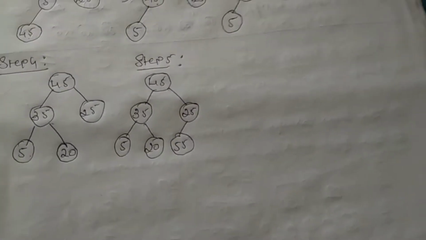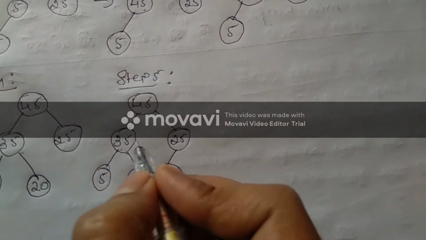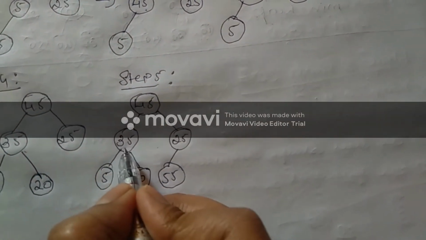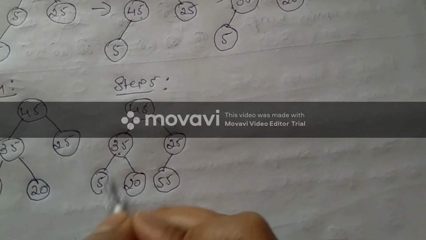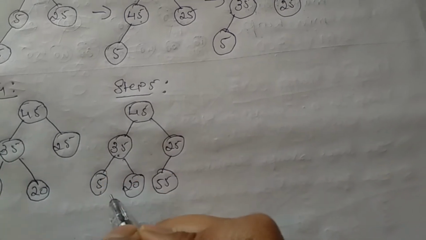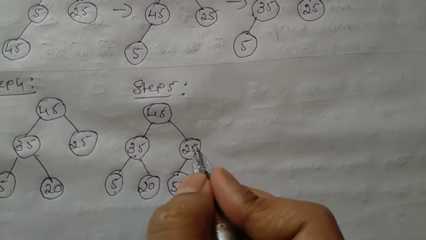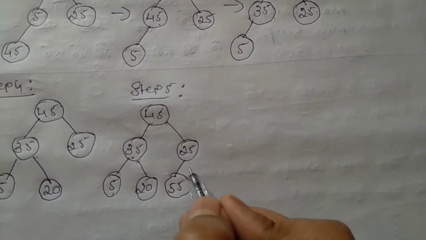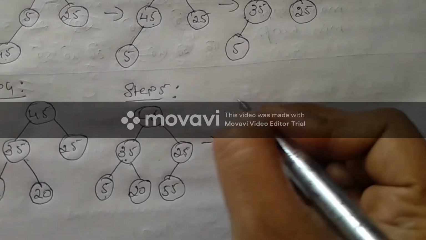Now you see here. First you check from left to right. 35 is the parent, children 5 and 20. Parent is greater than 5 and 20. No need to interchange. Now come here, 55 and 25. 55 is greater than 25. So what do you have to do? According to parental dominance, 55 should come here, 25 should come here. So I'll do that now.